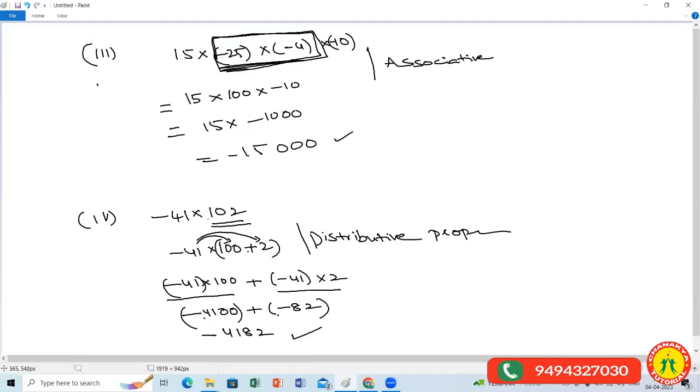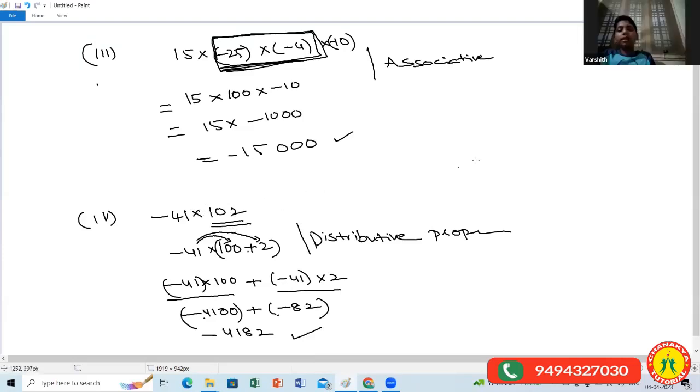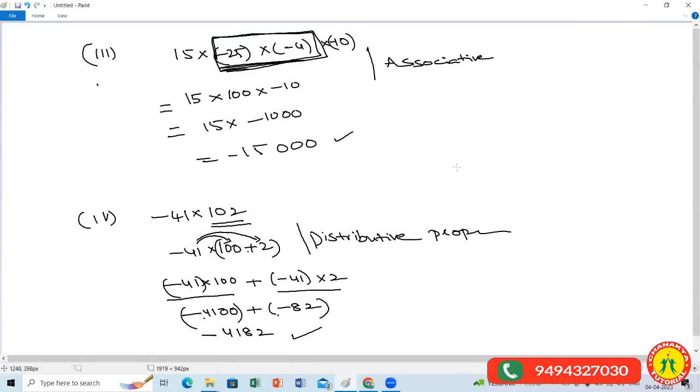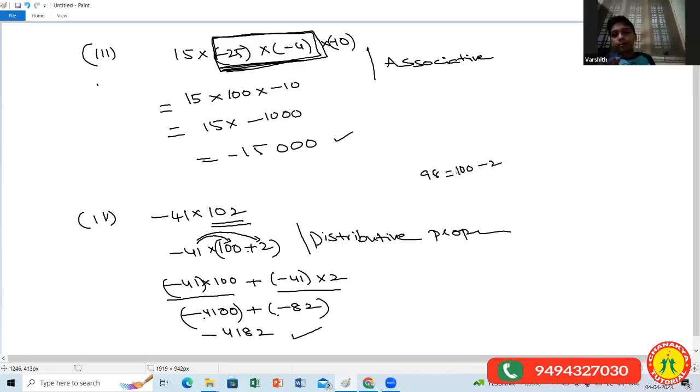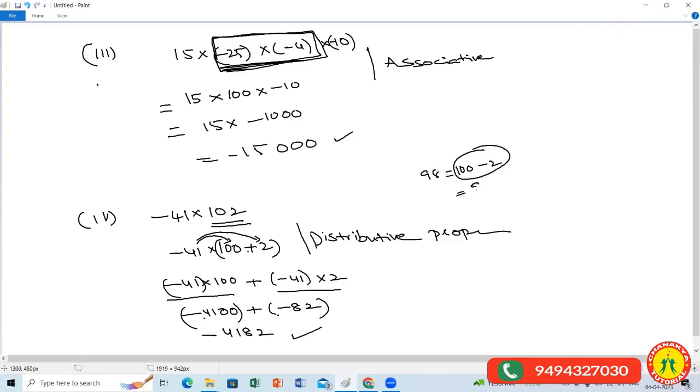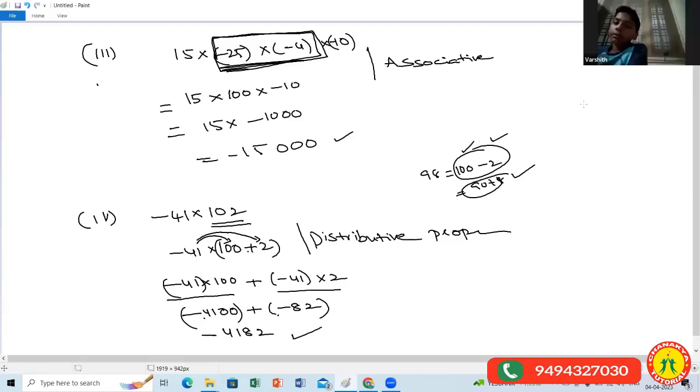Suppose instead of 1 or 2, they gave 98, what will you do? Ma'am, 90 plus 8. Why are you using 90 plus 8? Instead of 90 plus 8, can we use 100 minus 2? Yes, ma'am. You can use 90 plus 8 also, but the 9 table and 8 table take time. Instead, using 100 and the 2 table is easier. So you can use 100 minus 2. Okay, ma'am.